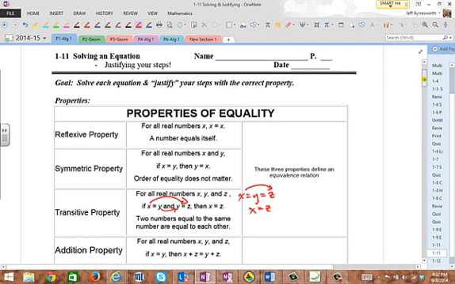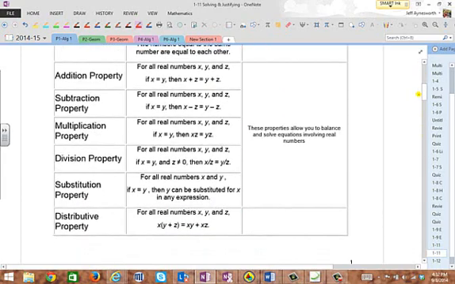The addition property. Now the addition property and all the rest of them here are the ones we're really going to be using. What it's stating is that you're allowed to add any real number to both sides of the equation. So if x equals y, then you can add z to both sides, no problem. And z is any real number. It could be negative, positive, fractional, decimal, whatever, but it allows you to add any number to both sides as long as it's the same value.